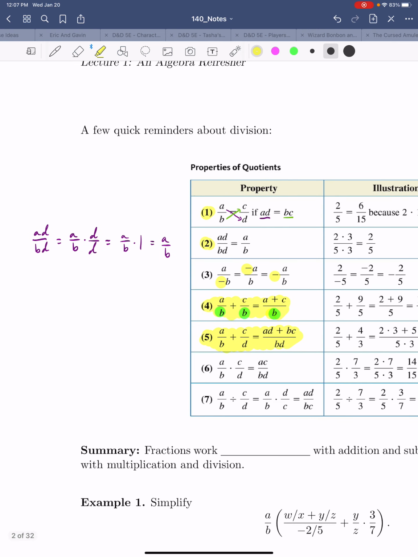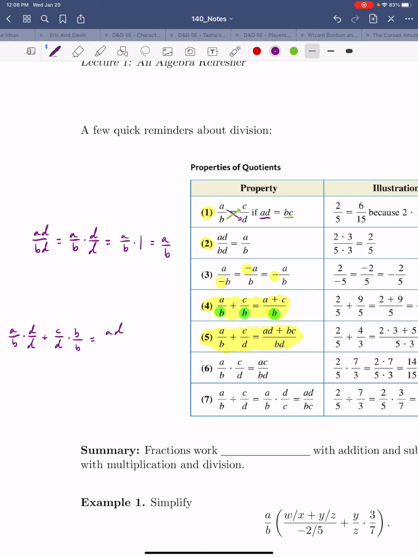Let me show you what I mean by this. So if you have A over B plus C over D, and you don't know anything about B and D, you have to assume they're completely different. You're going to multiply A over B by D over D, and multiply C over D by B over B. I'll move this over a little bit.